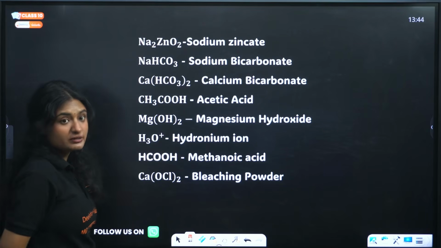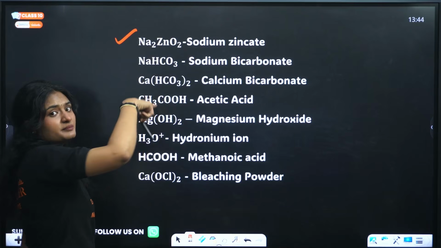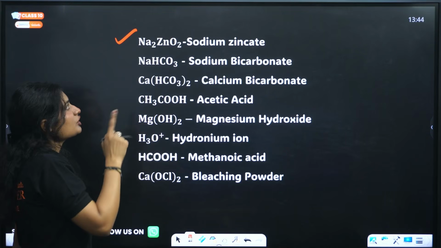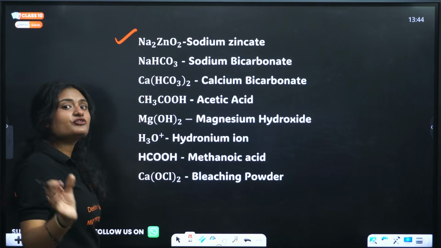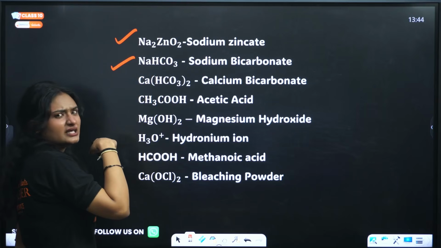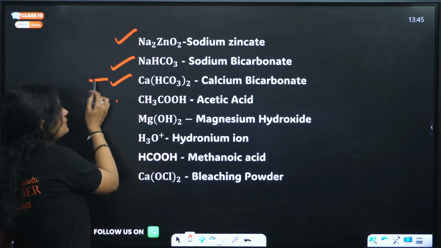Next is sodium zincate, Na2ZnO2. It is an important salt formed by the combination of sodium hydroxide with zinc metal, right? A base with an amphoteric metal. Next is sodium bicarbonate, also called baking soda. Next, calcium bicarbonate, Ca(HCO3)2. This is water soluble.